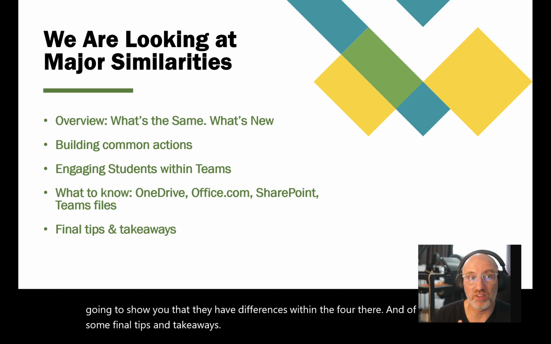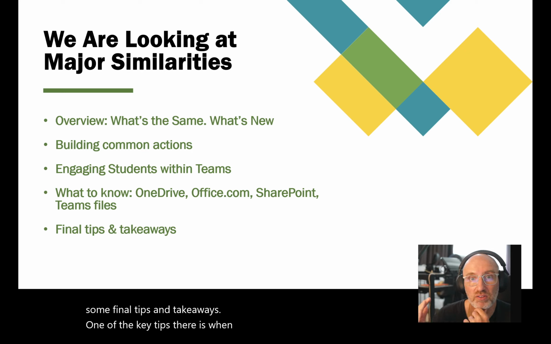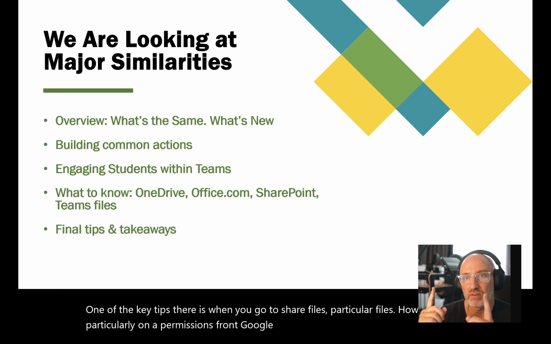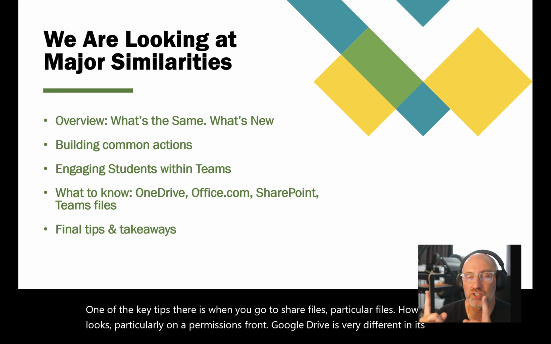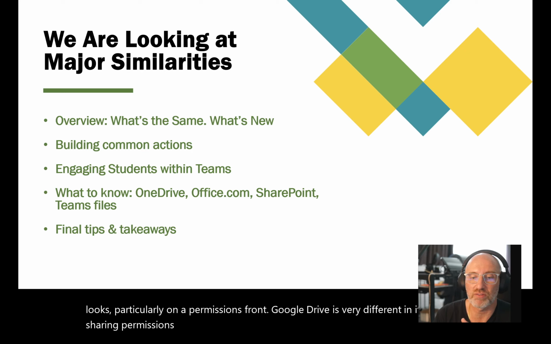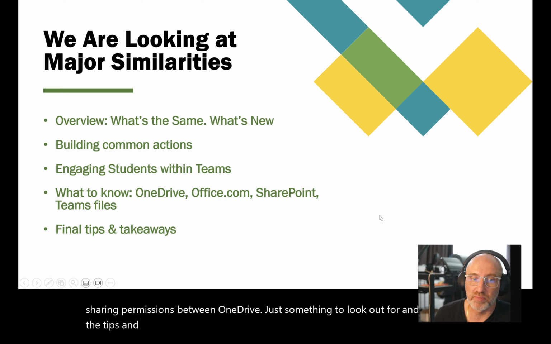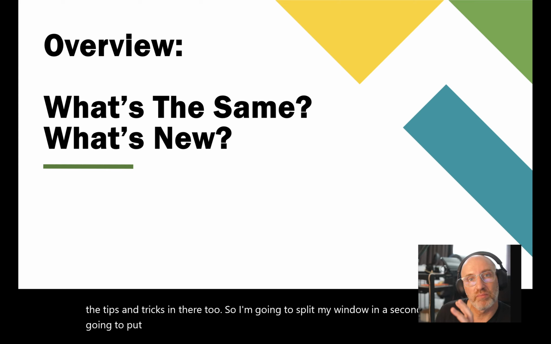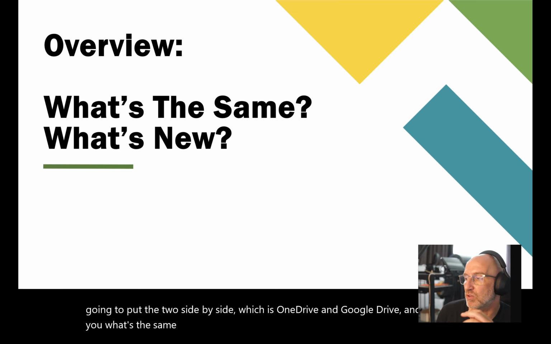One of the key tips there is when you go to share files, particular files, how this looks, particularly on a permissions front. Google Drive is very different in its default sharing permissions from OneDrive, just something to look out for, and some of the tips and tricks in there too. So I'm going to split my window in a second, and I'm going to put the 2 side by side, which is OneDrive and Google Drive, and show you what's the same and what is new. So I'm just going to pause this and switch my screen out.